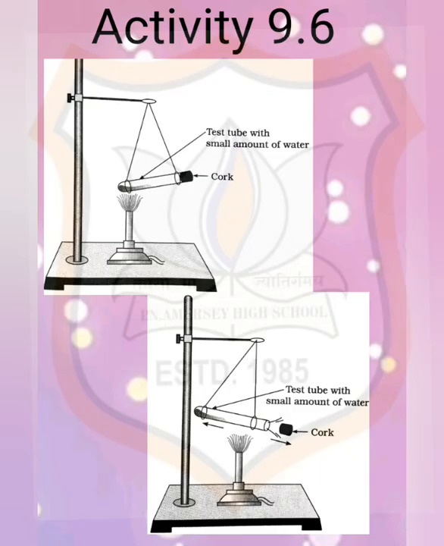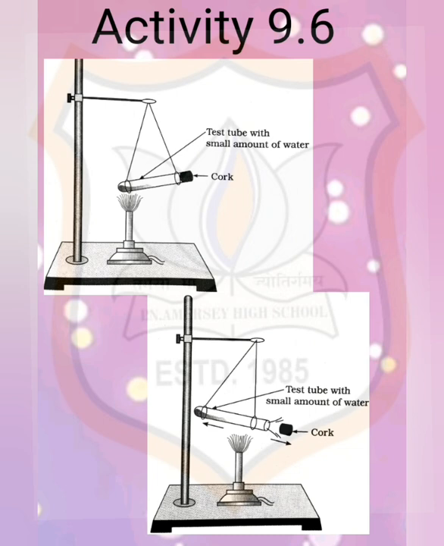Last activity, activity 9.6. Take a test tube of good quality glass material and put a small amount of water in it. Place a stop cork at the mouth of it. Now suspend the test tube horizontally by two strings or wires as shown in the figure. Heat the test tube with a burner until water vaporizes and the cork blows out. Observe what happens, and also observe the difference in the velocity of the cork and that of the recoiling test tube.